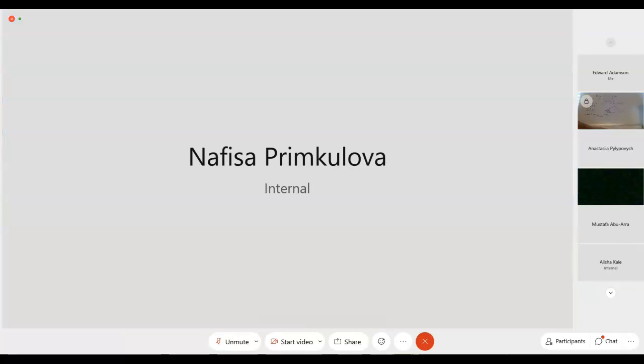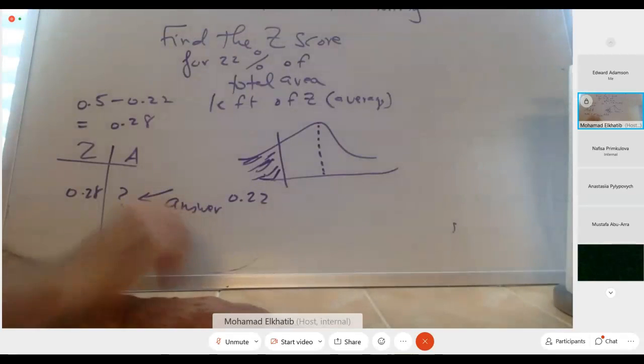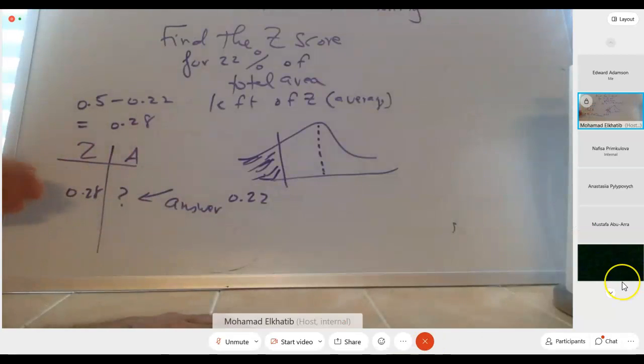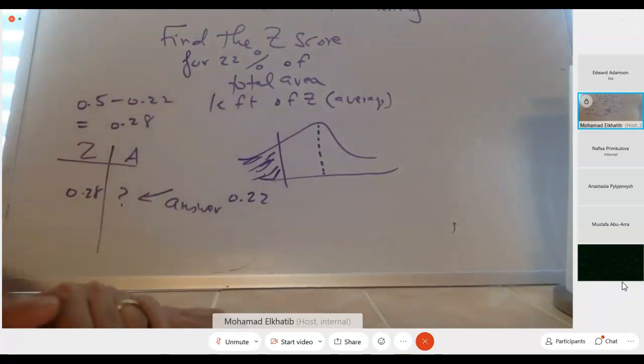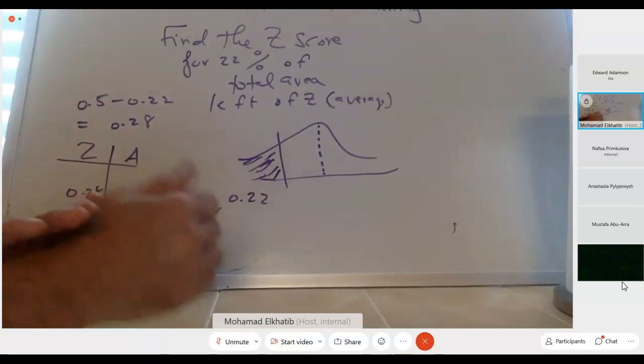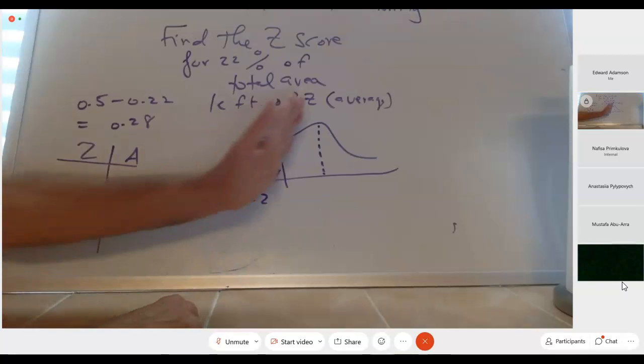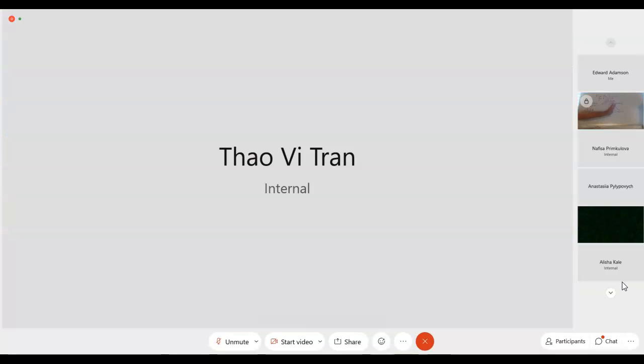Also, a question on these examples on the board: where did we get the 0.5? How do we know? Because this is half of it right here, 50% of it right here. So you have to subtract from 0.5 because remember it's symmetric. In other words, the way they got this is by taking away the 0.28 from 0.50, which gives the 0.22. And then also 50% here, 50% here.